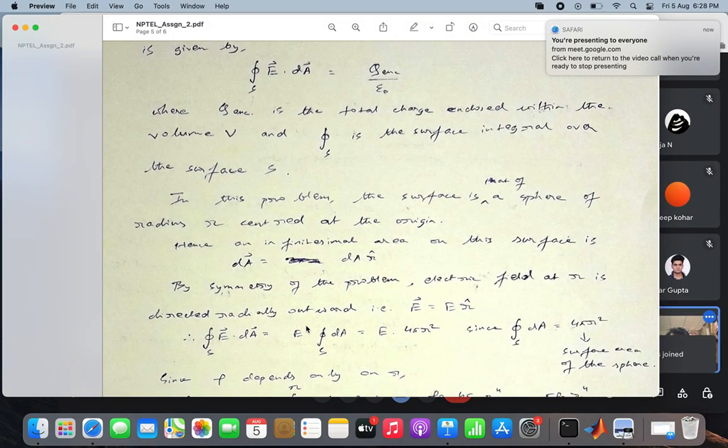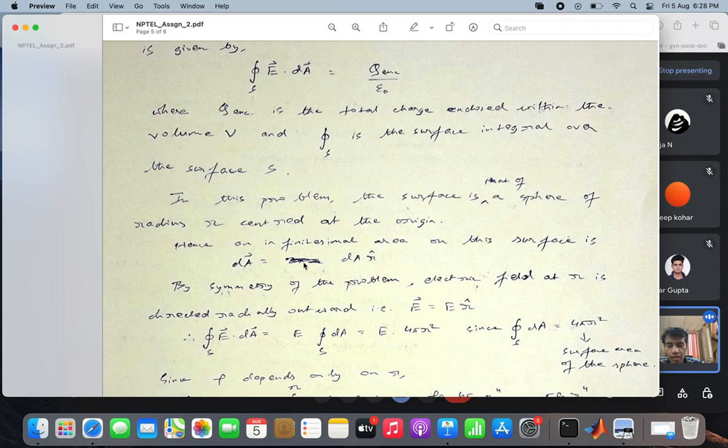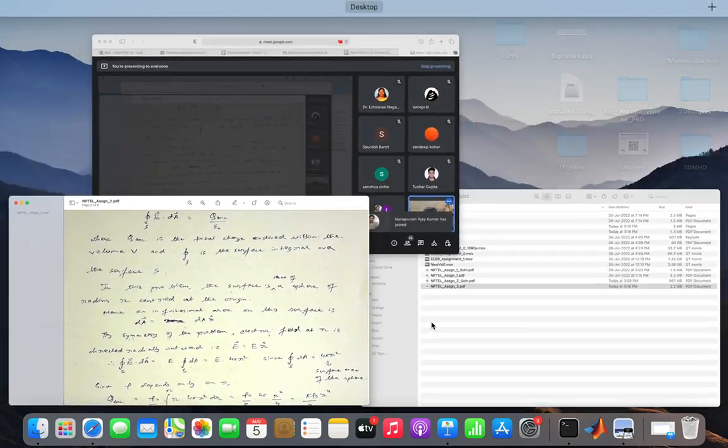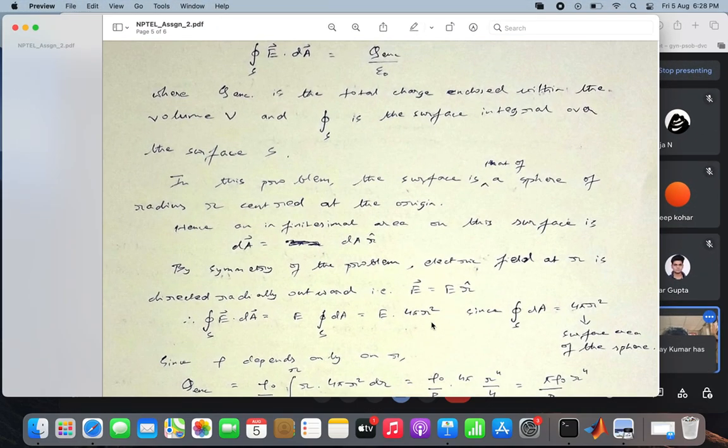So my normal vector to the sphere is also in the radial direction. So both my electric field as well as the normal vector to the surface are in the same direction. So basically a dot product between them is simply a multiplication of their magnitudes. So is this portion clear? How is E dot dA equal to E into 4 pi r square? Should I repeat once again?